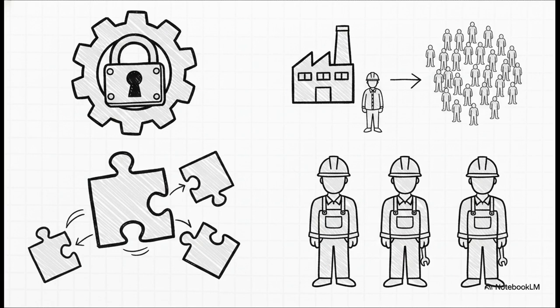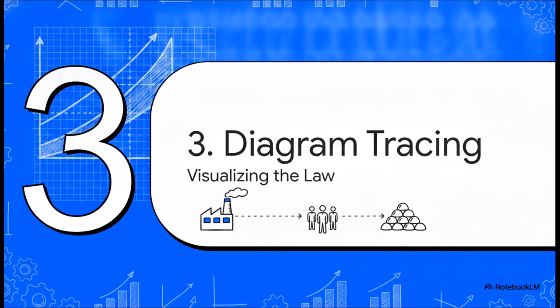Third, the technology itself has to allow for these changing proportions. Like, this law just wouldn't apply to a recipe that strictly demands exactly 1 operator per machine, no more, no less. And fourth, and this one is absolutely critical, all units of the variable factor have to be homogeneous and equally efficient, meaning every single new worker you add has to be exactly as skilled and capable as the last one. All right, Section 3, interactive diagram tracing.